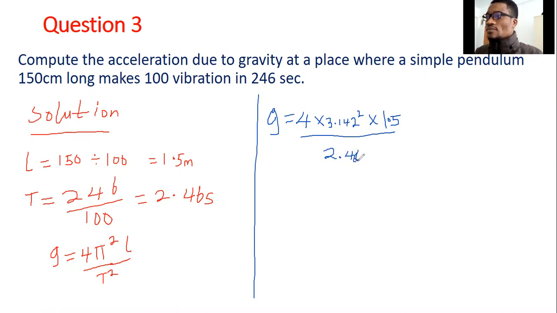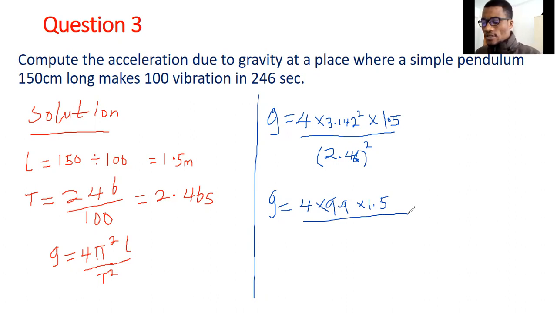If you want to bracket, use brackets. Okay, let's put square. So what do we have? Let's punch the calculators, inside this value. 4 times, what do we have? 3.142 square. We've got 9.9, so we're going to put 9.9 here, times 1.5.